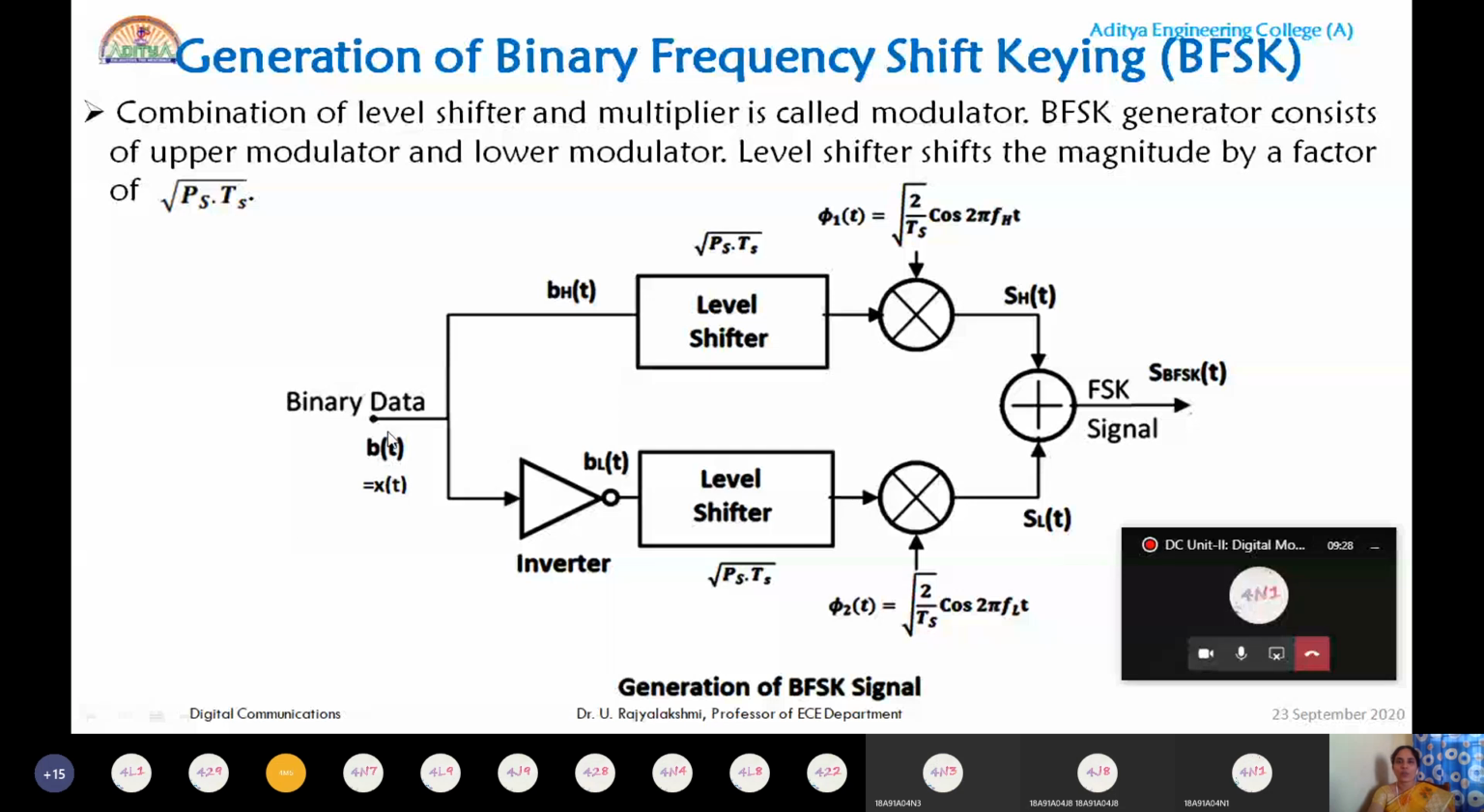So whenever b of t is 1, the output is due to the upper modulator, that is sH of t. And whenever b of t is 0, the output is due to the lower modulator, because when b of t is 0, bL of t will be 1. So 1 multiplied by the corresponding carrier gives you sL of t. Both sH of t and sL of t are applied to the summer to generate the FSK signal.